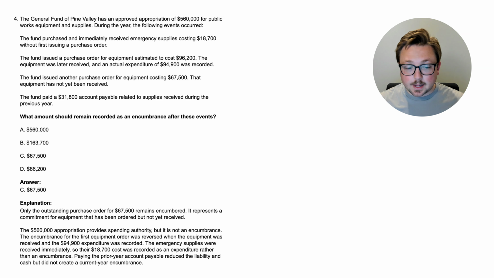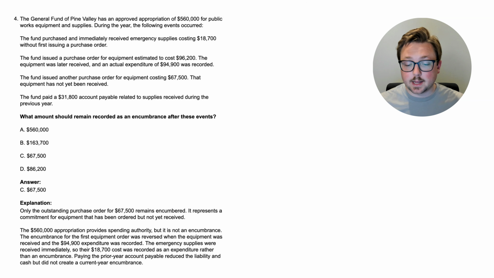The emergency supplies were received immediately, so their $18,700 cost was recorded as an expenditure rather than an encumbrance. Because there was no purchase order, they didn't have to commit any funds prior because they just straight up used the money right away. And so it was just an expenditure right away.